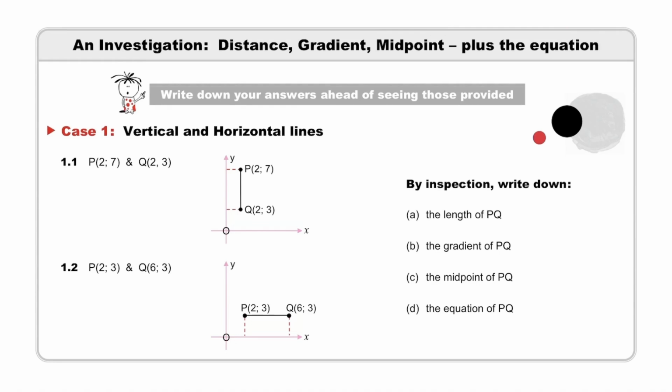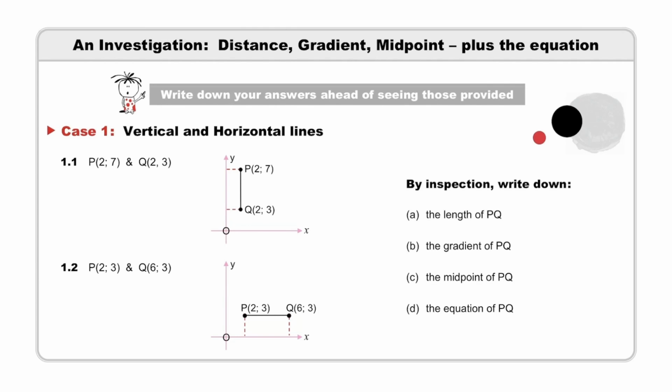First, investigate the situation. In case 1, we have vertical and horizontal lines. In 1.1, the x-coordinates have the same value, and therefore the 2 points are beneath each other, and we have a vertical line. In 1.2, the y-coordinates have the same value, and therefore the 2 points are alongside each other, and we have a horizontal line.